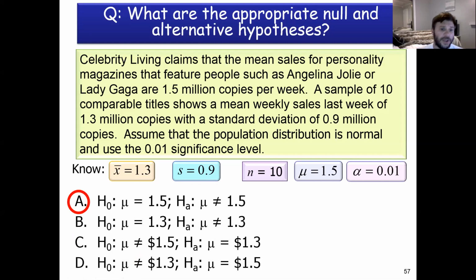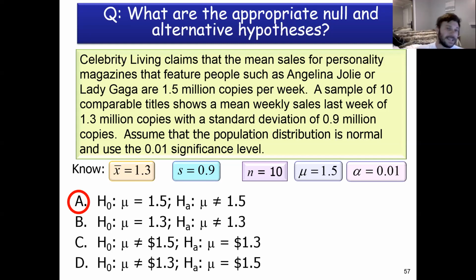Now note, when we're dealing with an equality hypothesis, where the null hypothesis is mu equals a value and the alternative is that it doesn't, then in order to find evidence to support the alternative, there are two types of evidence we could find. We could look for values that are really small relative to the null, or we could look for values that are really large relative to the null.